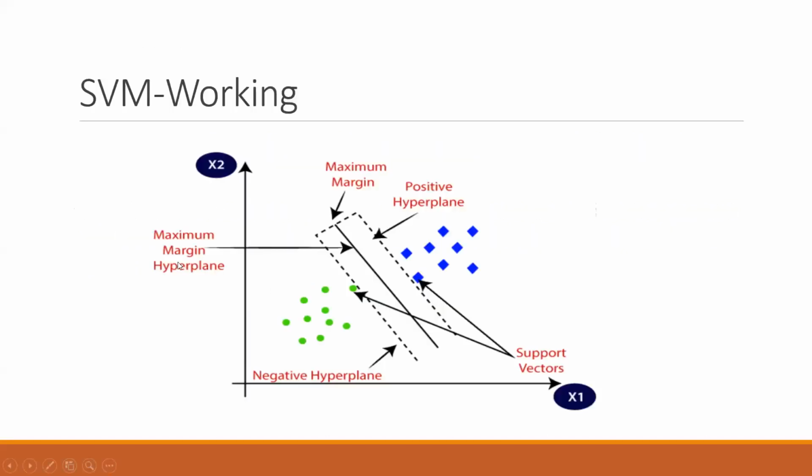Next, this is the diagrammatic representation of how the SVM works. Here we can see we have two classes. The first one is the green one and the second one is the blue one. Here is a line that is separating both the clusters or data points. Now this is the positive hyperplane, because we are talking about the upward direction. Whenever we are talking about the negative, this will be considered as the negative hyperplane.